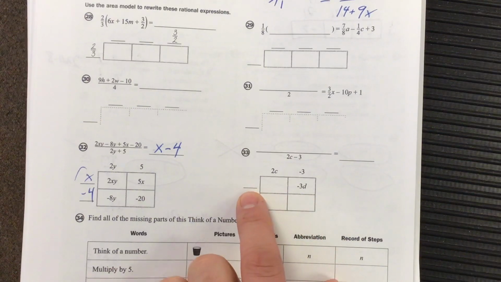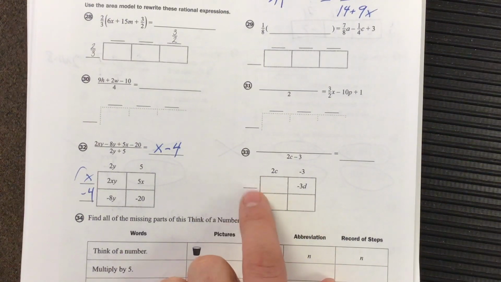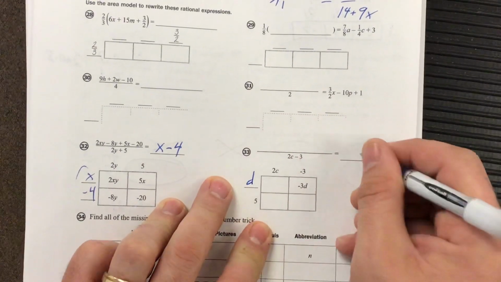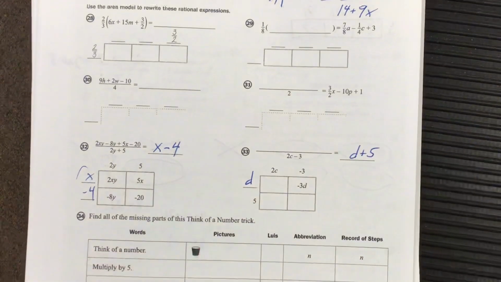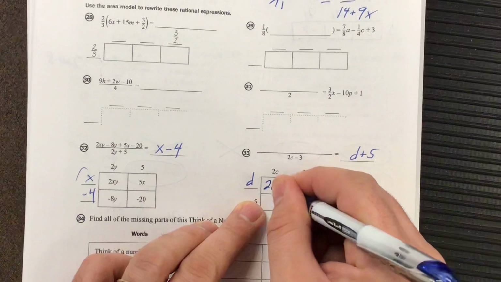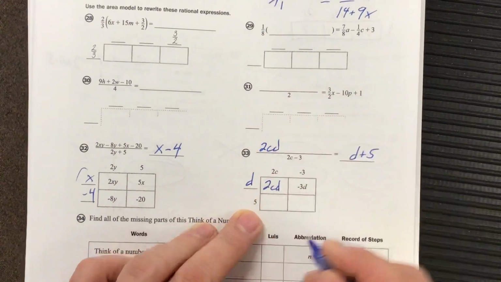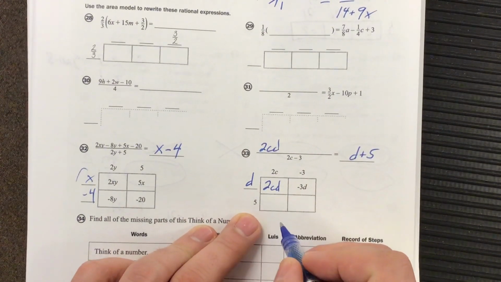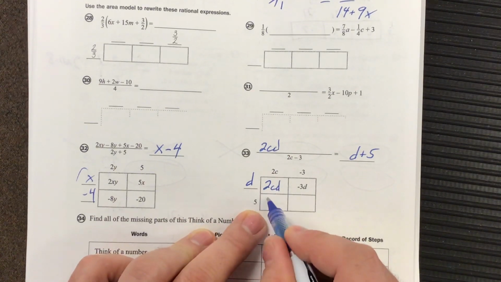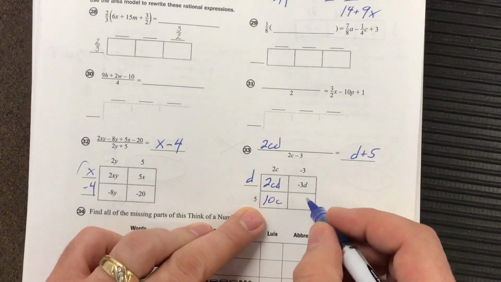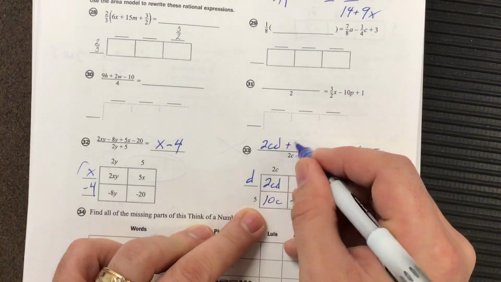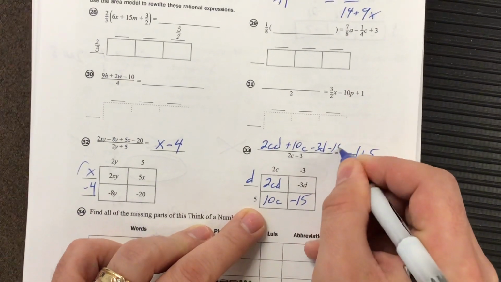All right. From here, I should be able to figure out what this has to be. D. Yep. That's my answer. Now I should be able to figure everything out. What's 2c times d? 2CD. Yes. 5 times 2c is 10c. 5 times negative 3 is negative 15. Put them all out. 4 answers.